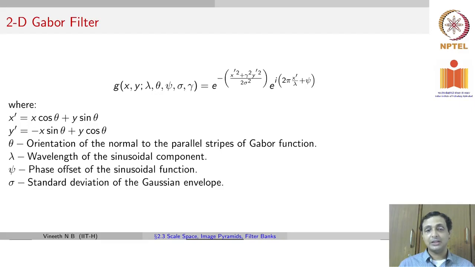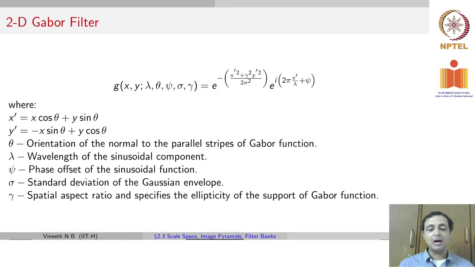Sigma is the standard deviation of your Gaussian envelope, and gamma is a spatial aspect ratio and specifies the ellipticity of the support of your Gabor function. So you want to elongate it. All of them can be controlled in this particular context. Instead of having a circular Gaussian, you can use the gamma parameter to control the elliptical nature of your Gabor response function.